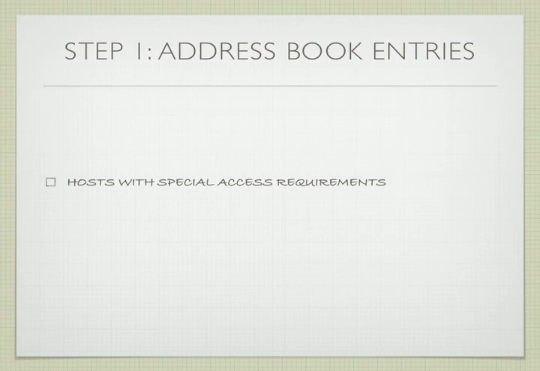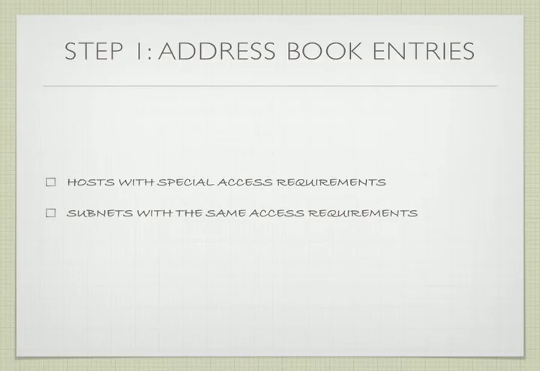You need to create address book entries for hosts that have access requirements, and you might have to create multiples of these entries. These can be subnets with the same access requirements, so everything you're going to put into a zone, and you're going to handle everything in the zone the same way, right? That we talked about earlier, how we group hosts in zones. So you need to create all of the subnets or individual hosts that you're going to write rules for.